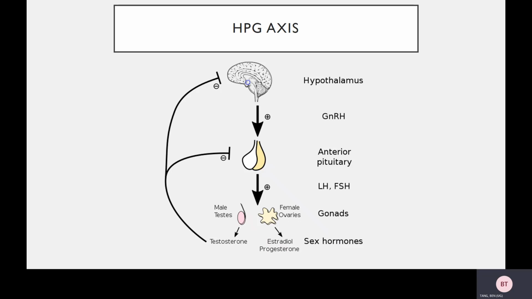So basically, once you remember this three-player structure, it's pretty easy to then remember what the potential names are in terms of releasing and stimulating hormones, and then just remember the final effector hormones.